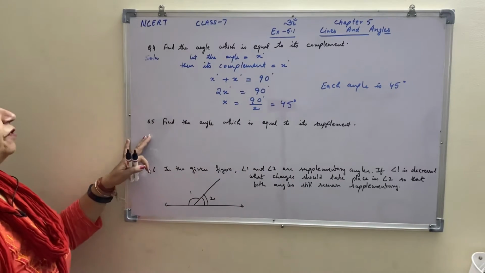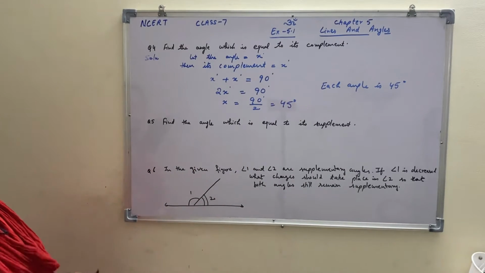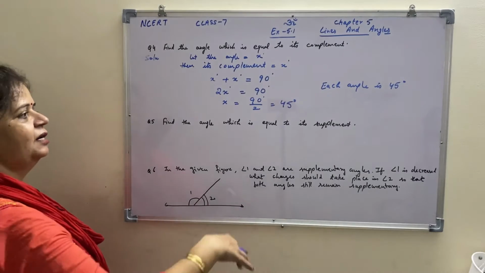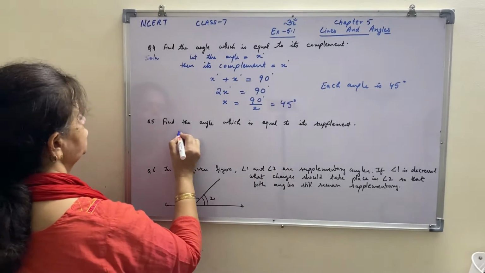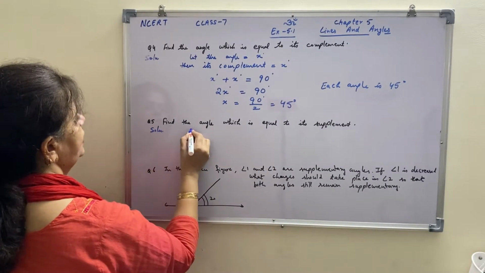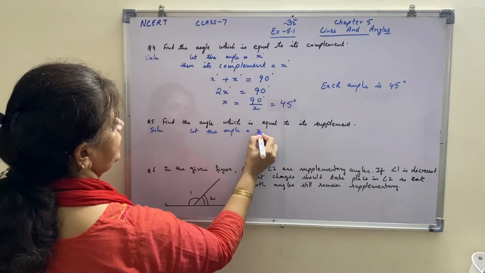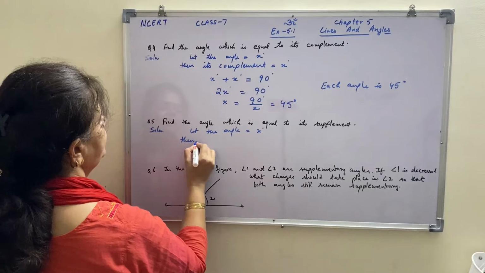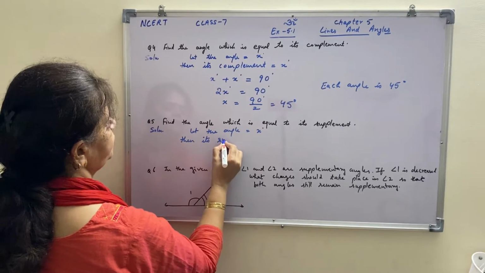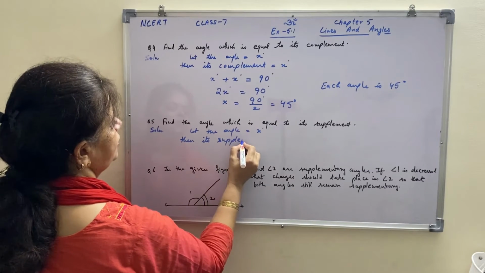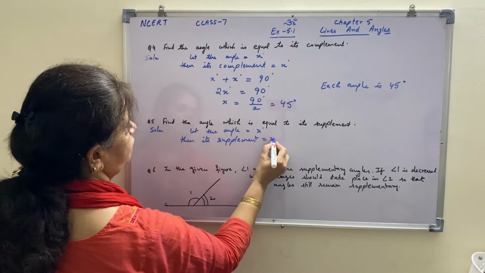Now we do question number 5, which is find the angle which is equal to its supplement. That means the angle and its supplement are both equal. So we write down the solution. Let the angle be x, then its supplement is also x, because they are equal.